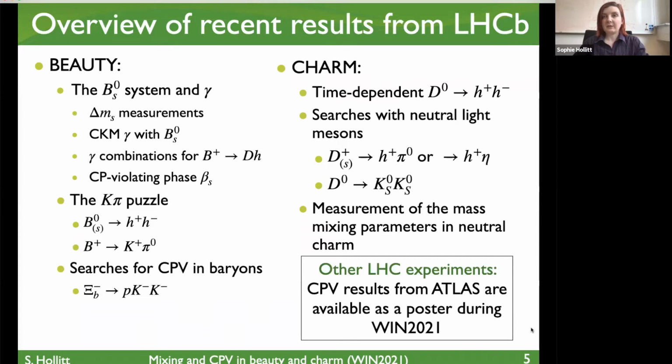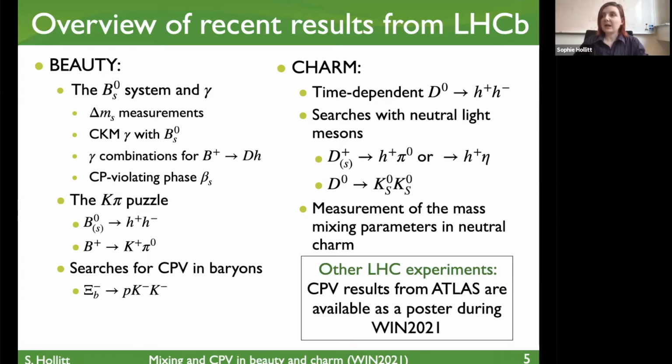So let's take a look at what I want to talk to you about today. We have a lot of topics to get through. So first of all, in terms of beauty, we have more about the Bs system and measurements of gamma. We have the K-pi puzzle, which is related to measurements of alpha and those isospin rules. And we also have a search for CP violation in baryons.